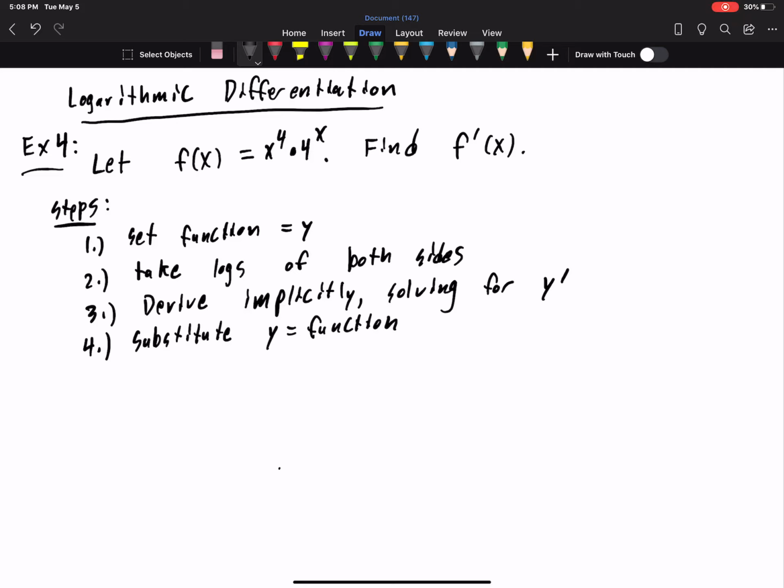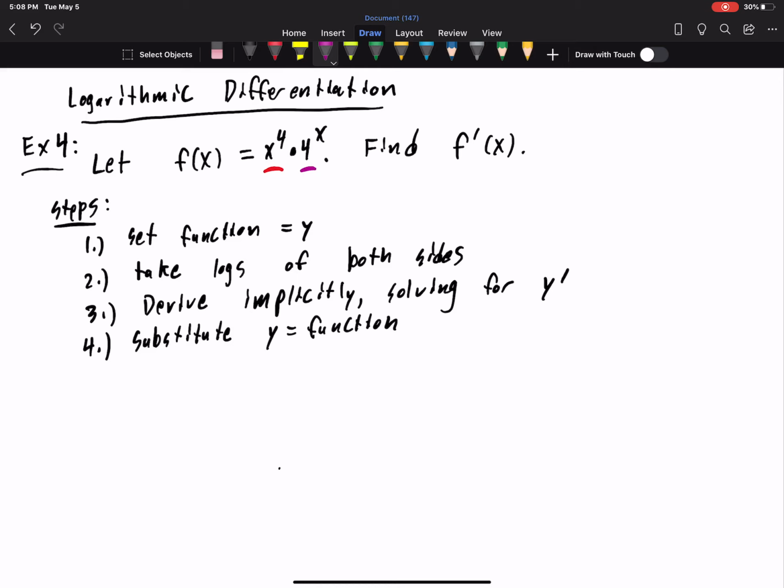All right, example 4. We're looking at the function x to the fourth times 4 to the xth. Kind of confusing to look at, but all that's going to be involved with this is you're going to be using the product rule, because that is the outermost operation that is happening first here. So we have the x to the fourth times 4 to the x. We're still going to need logarithmic differentiation in this case. And it'll work out a little bit differently because we're going to have to worry about this product here.